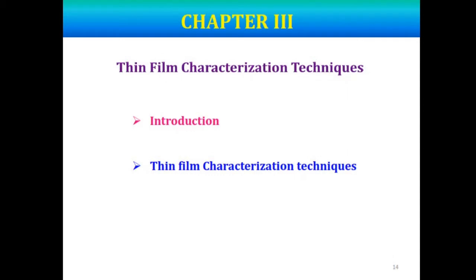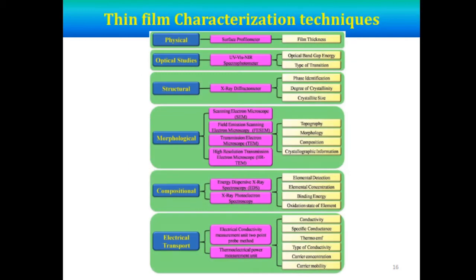In chapter 3, we are going to see thin film characterization techniques. Introduction, thin film characterization techniques. These are the different types of characterization techniques. In physical technique, a surface profilometer for film thickness. In optical studies, we are using a UV-visible NIR spectrophotometer. For structural analysis, we use an X-ray diffractometer. For morphological studies, we use SEM, FESEM, TEM, and HRTEM. For compositional analysis, we use EDS and X-ray photoelectron spectroscopy.